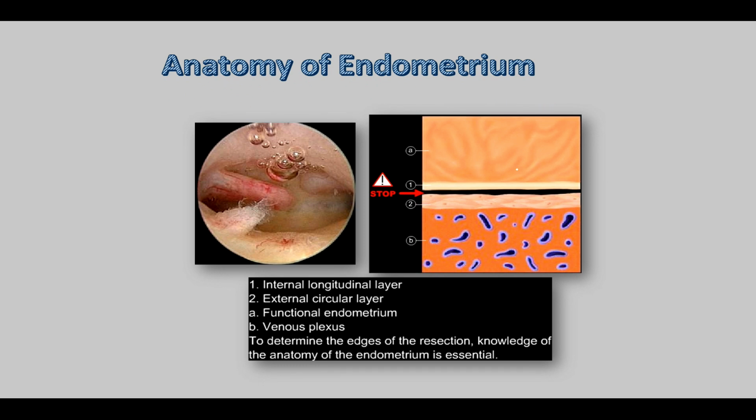If you are doing any hysteroscopic operation in the proliferative stage, be careful that dissection should only be done up to the internal longitudinal layer, and this is the line to stop. If you are too enthusiastic and dig into the outer circular layer, you will enter the venous plexus and you may get a lot of bleeding. And to stop that bleeding, if you increase the pressure, you are in more trouble.